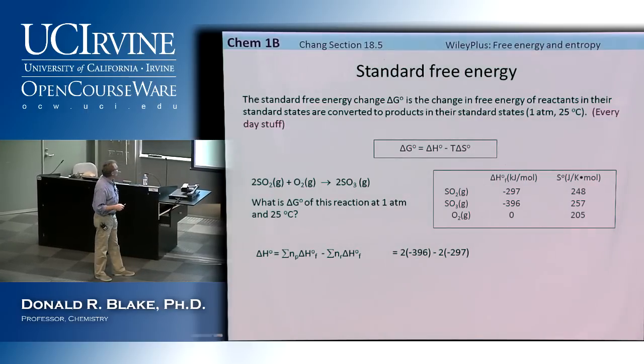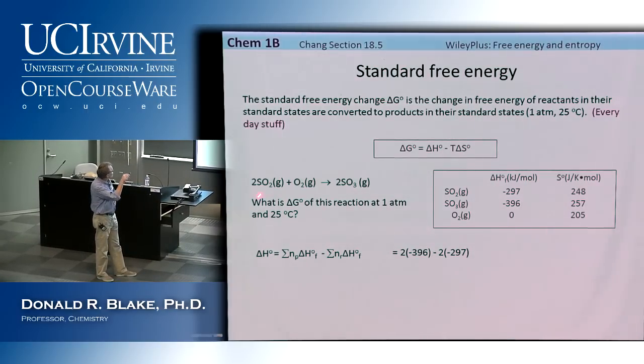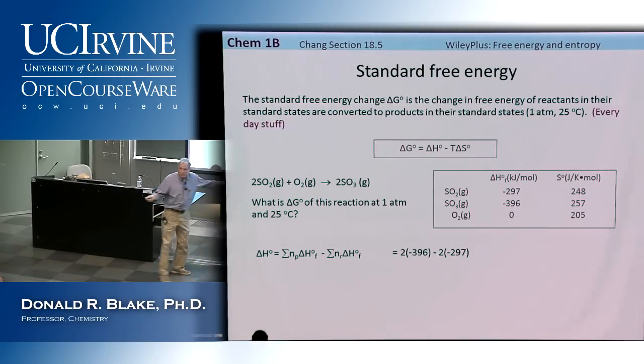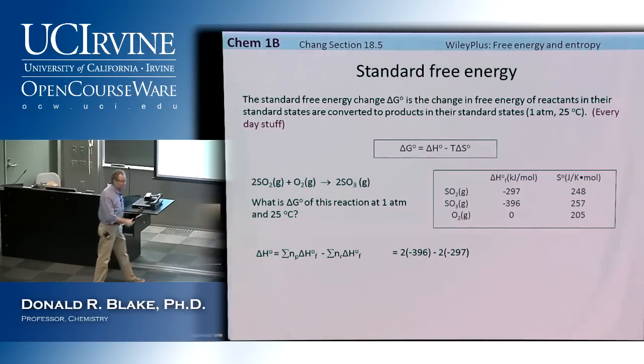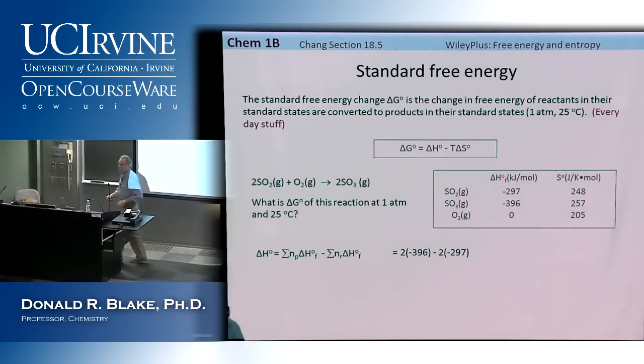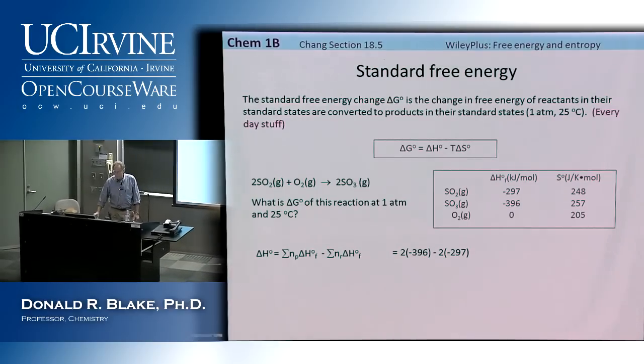So we've got the product, which is two SO3s. The value is right there, minus 396. You've got a coefficient of 2, so you've got 2 times minus 396 here. And then you've got two SO2s, and SO2 is at minus 297, so it's going to be minus this. That's what the delta H is going to equal. There is no oxygen because oxygen's delta H is zero. So what is this value, folks? Negative 198.